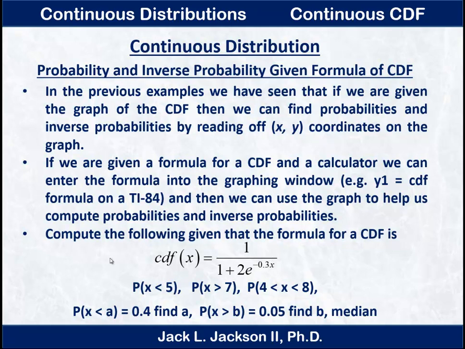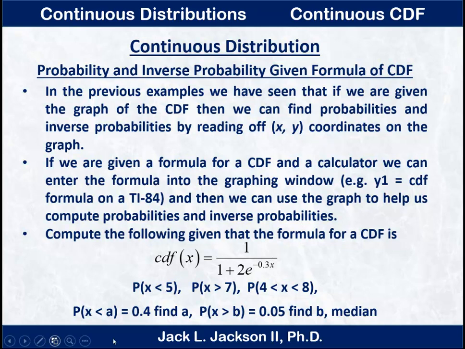Next, find some inverse probabilities. If we're given the probability that x is less than a is 0.4, find the a. We're given the probability that x is greater than b is 0.05, find the b. And then also find the median. So there are 6 problems, 3 probability problems, 3 inverse probability problems. And see if you can go ahead and work these out on your own, using your calculator, and then come back and we'll check your results. Okay? Press pause now.